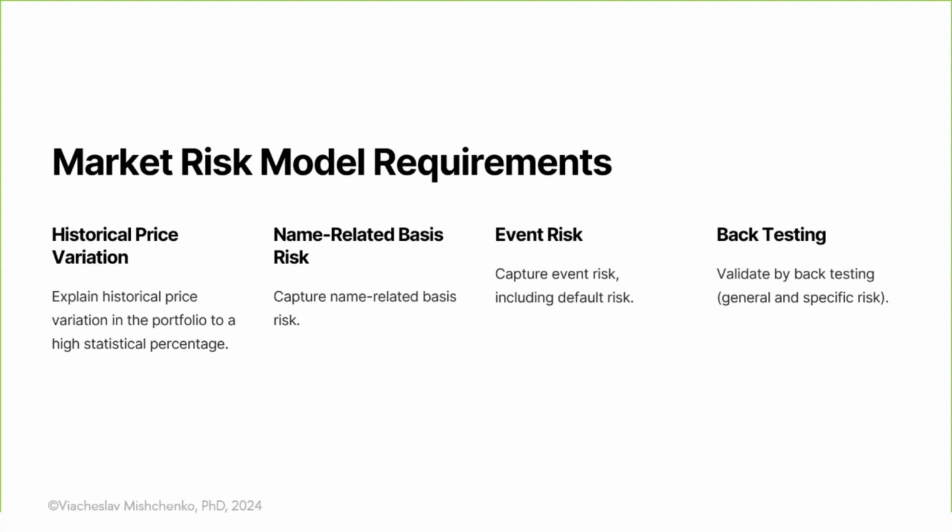But where it gets interesting, you need to capture name-related basis risk here. This is about understanding how individual securities might behave differently from their broader market or sector. And event risk is really crucial too. Let us think, for example, about major announcements, policy changes, or event defaults. Your model needs to account for these potential shocks.